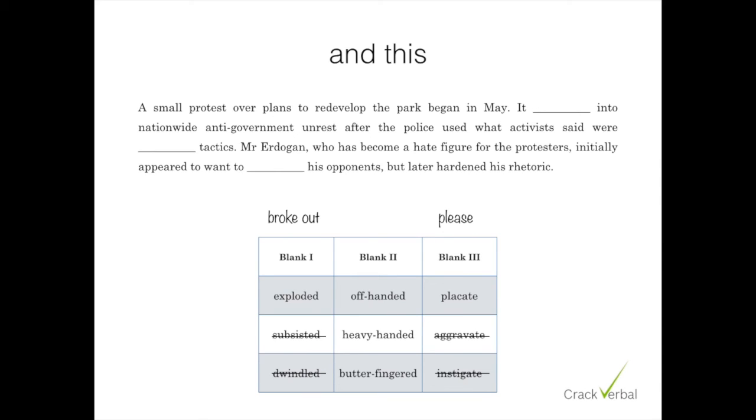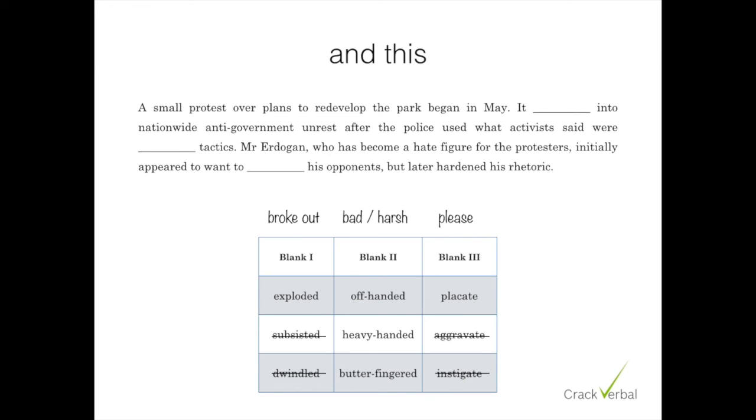Looking at the second blank, we realize it's talking about the kind of tactics that the police used. What kind of tactics do you think they used? Obviously, the kind of tactics used ended up in a small protest exploding into nationwide anti-government unrest. So perhaps they used very harsh tactics, perhaps very bad or cruel tactics, and tactics which did not necessitate that kind of intense action. Unnecessarily harsh is a word that I can think of. So let's use those words, bad or harsh, and work from there.